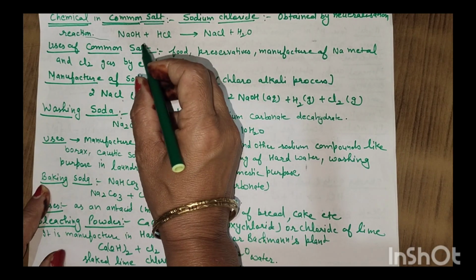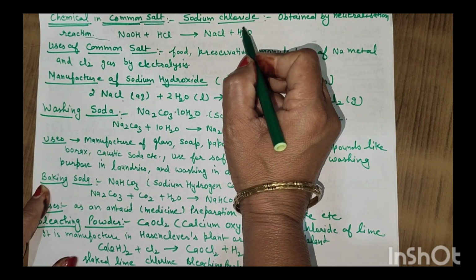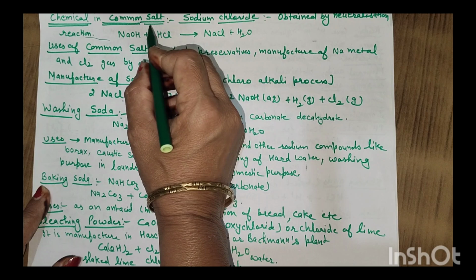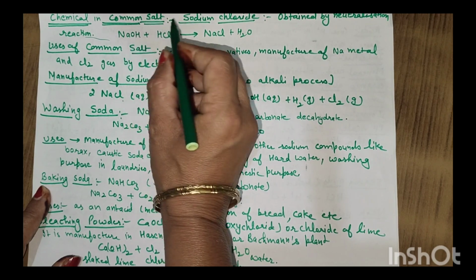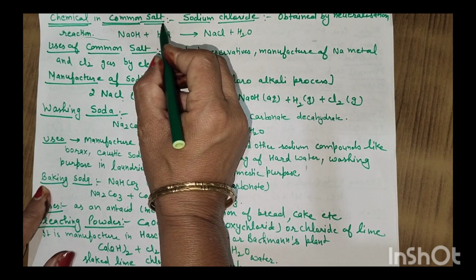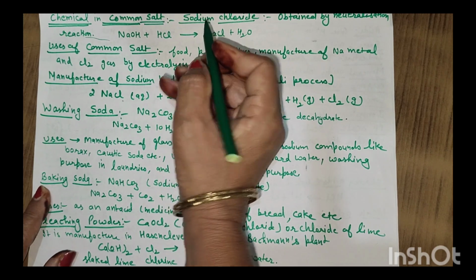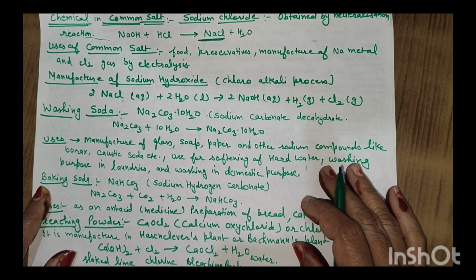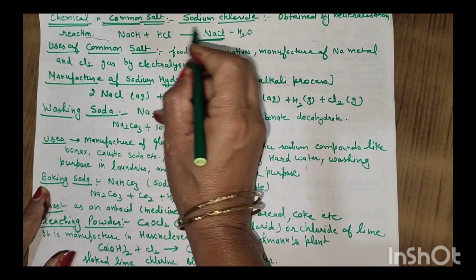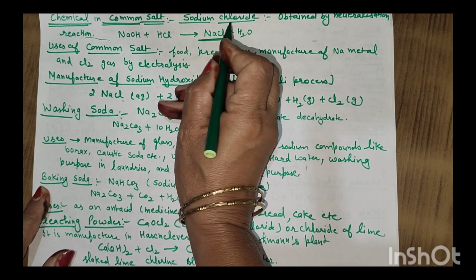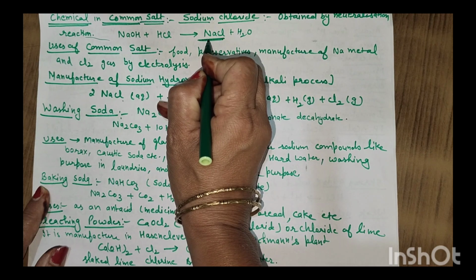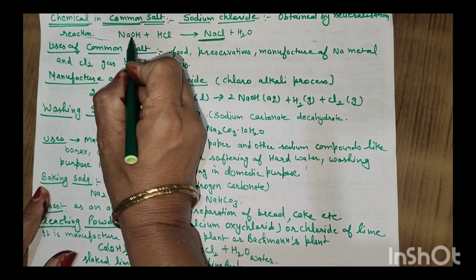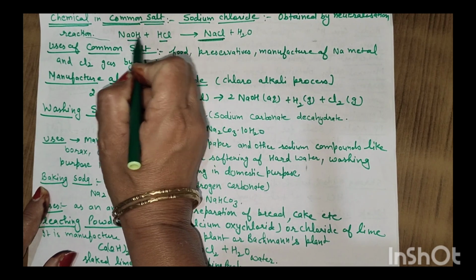Chemicals in common salt. Sodium chloride. First is common salt. What you eat in food, that is namak. You take it in the food, that is called common salt or sodium chloride, and the formula is NaCl. Common name is common salt and chemical name is sodium chloride and formula is NaCl. It is obtained by the neutralization of NaOH and HCl, acid and base.